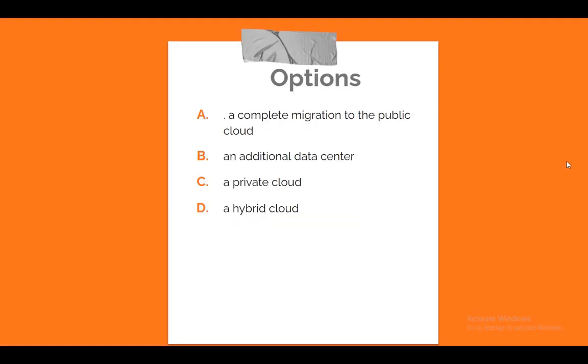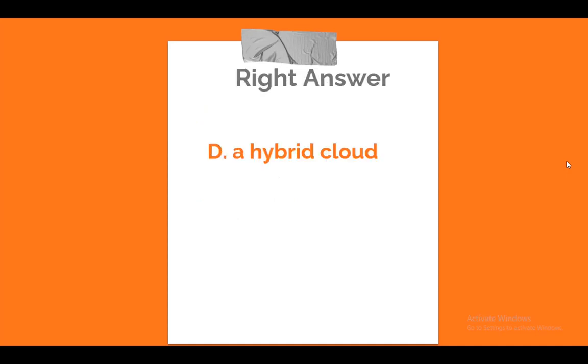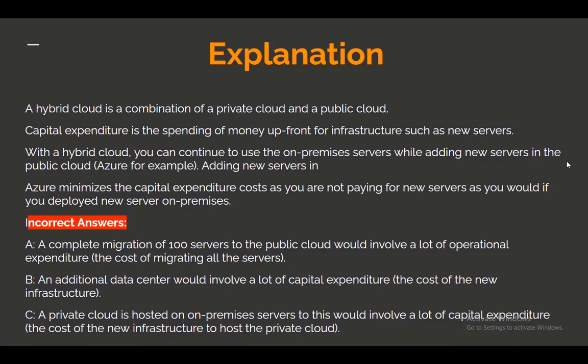Option A, a complete migration to the public cloud. Option B, an additional data center. Option C, a private cloud. Option D, a hybrid cloud. And the correct answer is option D, a hybrid cloud. Section, describe cloud concepts. Explanation.